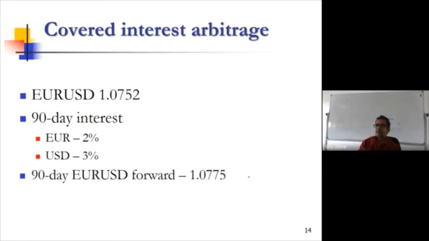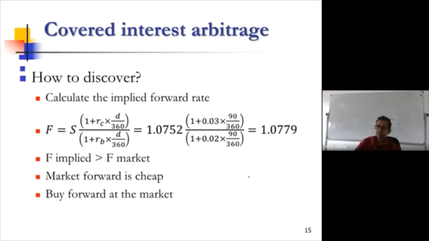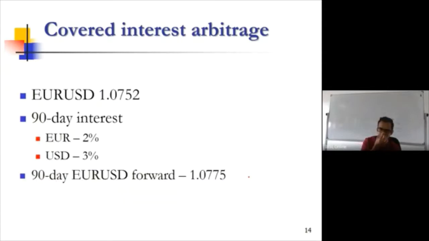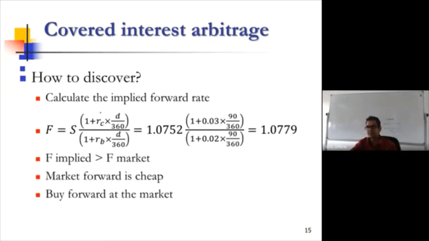How do you know whether there is an arbitrage opportunity? What should be the first step? The spot rate is given, two applicable interest rates are given, and the market forward rate is given. What do you do? The first thing, like in the previous case, is to calculate the implied forward rate. If the spot rate is this and the interest rates are these, what would be the 90-day forward rate? So first thing, calculate the implied forward rate.